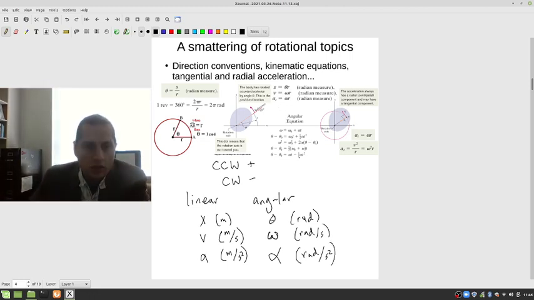And of course, you can always convert for a particular point on your rotating object from radians to linear just by multiplying by the radius. And because these have similar definitions, we can always go ahead and use a constant angular acceleration model and just replace all of our x's with thetas, replace all of our v's with omegas, and replace all of our a's with alphas.